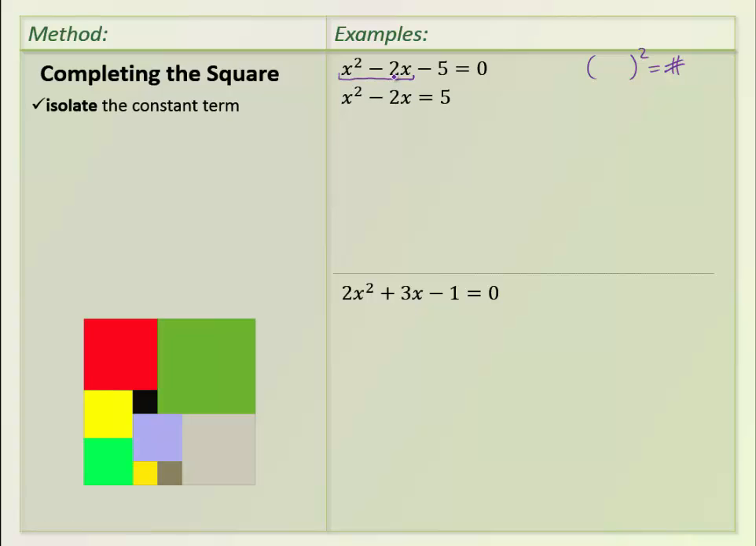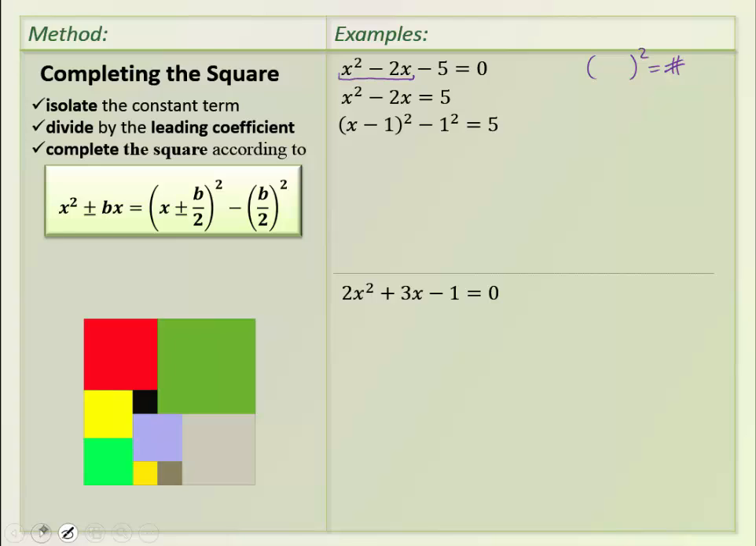The first step in this process would be to move the free term to the other side. So isolate the constant term. The next step would be to divide by the leading coefficient. In this particular example, we don't have any leading coefficient, so we can skip this step. But in the following example, if we had a 2 in front of x squared, we're going to divide by it.